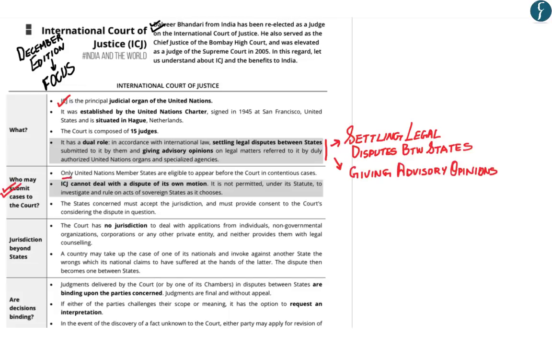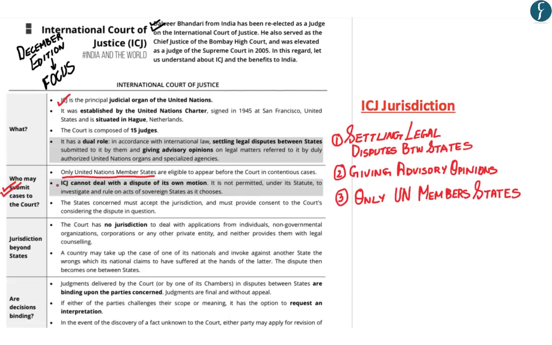Now, only United Nations member states are eligible to appear before the court. Also, the ICJ cannot deal with a dispute on its own motion, meaning that the International Court of Justice is not permitted to investigate acts of a sovereign state as it chooses. Moreover, the states concerned must accept the jurisdiction of the International Court of Justice and must provide consent to the court for considering the dispute in question.